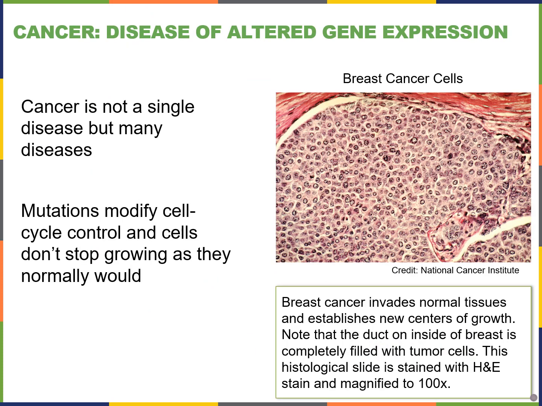Towards the end of chapter 16, you'll see a section on cancer, because cancer can also arise due to altered gene expression. Cancer is usually not considered a single disease, but many things that have changed within the cell to allow it to divide uncontrollably and no longer perform the normal cell functions. So usually this results in a combination of different mutations that have accumulated within the cell.